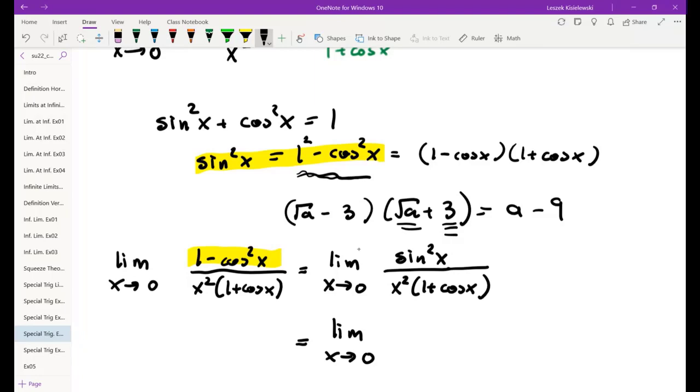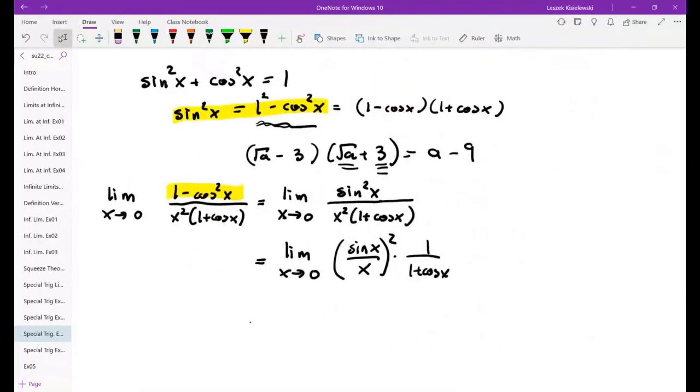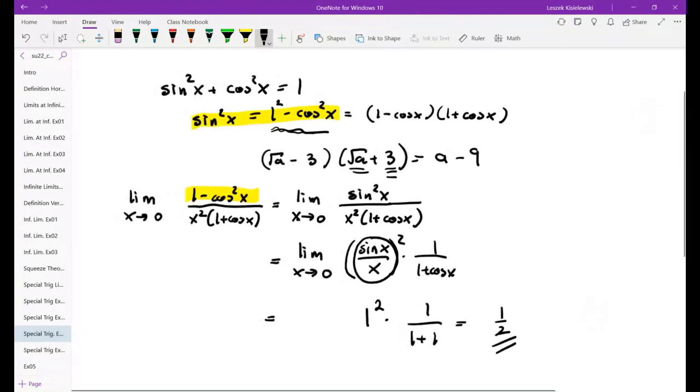So now we get to use our special trig limit. So sine of x over x quantity squared times 1 over 1 plus cosine x. So sine of x over x goes to 1 as x goes to 0, special trig limit. And then this denominator here, as x goes to 0, cosine of x goes to 1. So you're left with 1/2.